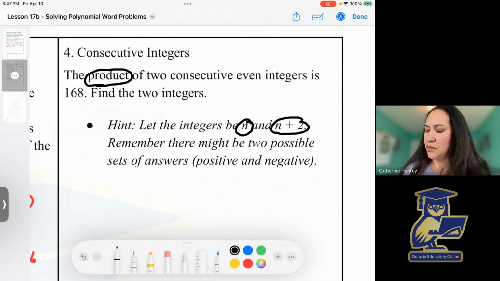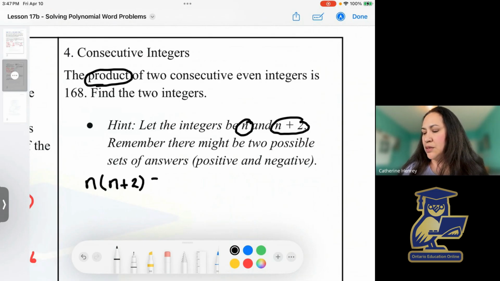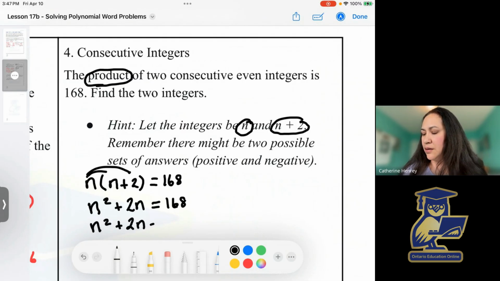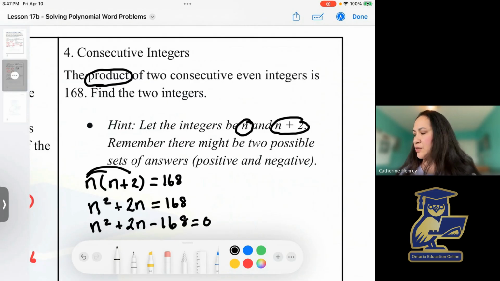All right, so let's write it out. N times n plus 2 is 168. Let's go ahead and use our distributive property. N squared plus 2n equals 168. If we bring everything to the other side, the left side, negative 168 equals 0, and we factor this.